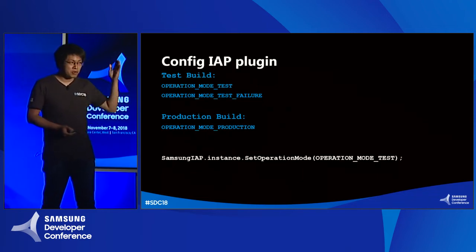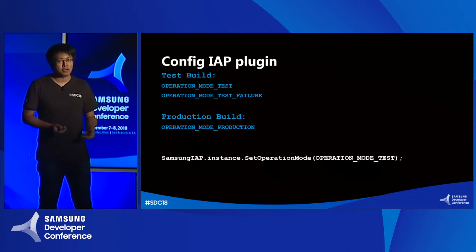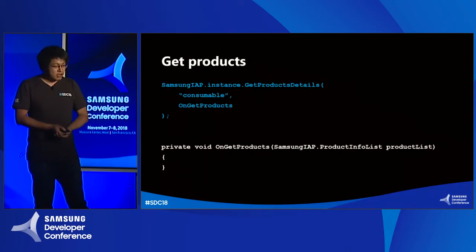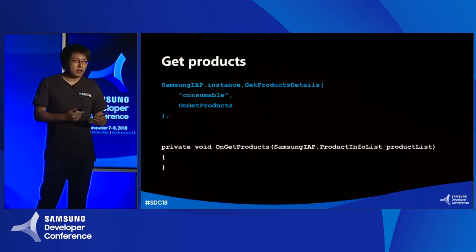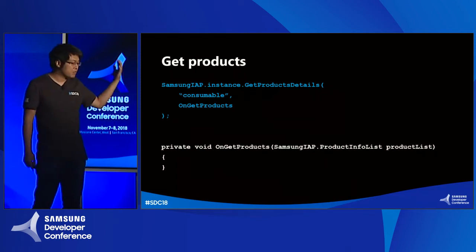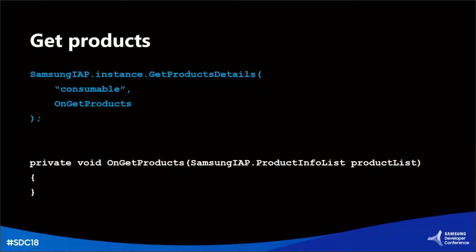And that will go through the whole billing cycle, and they will charge a credit card, and the credit will bill to your account. So next is to get all the products. You can get that by calling this function, get product details. The product detail contains localized pricing, localized item description, localized names.